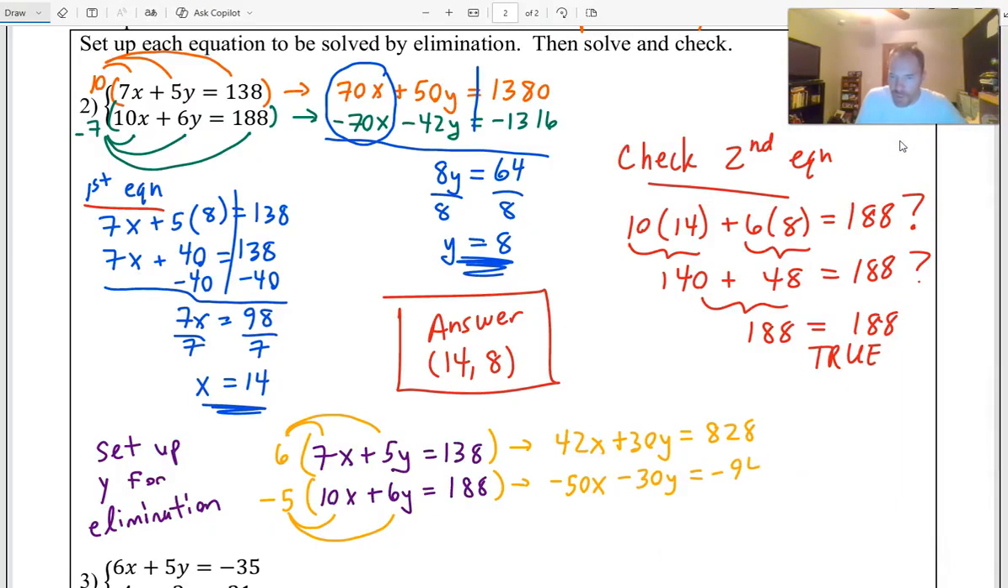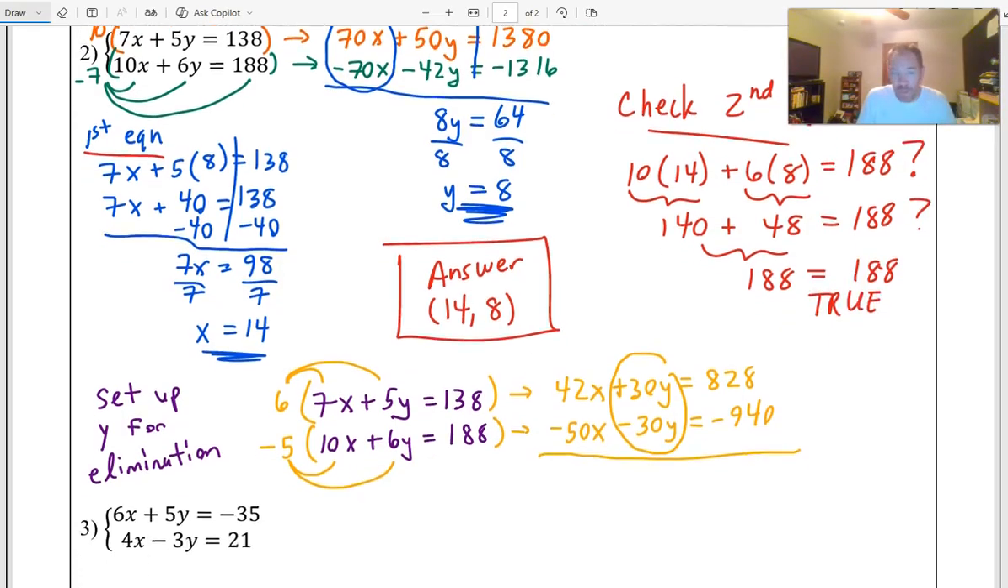So I'm not going to go through and solve it again because it's the same system. I should get the same results. In this case, I'll be solving for x first. But I should get that x equals 14, and then putting that back into either the first or second original equation, I should still come up with y equals 8. So again, it's your choice. Do you want to set x up to be eliminated? Do you want to set y up to be eliminated? I made the choice to set up x for elimination.